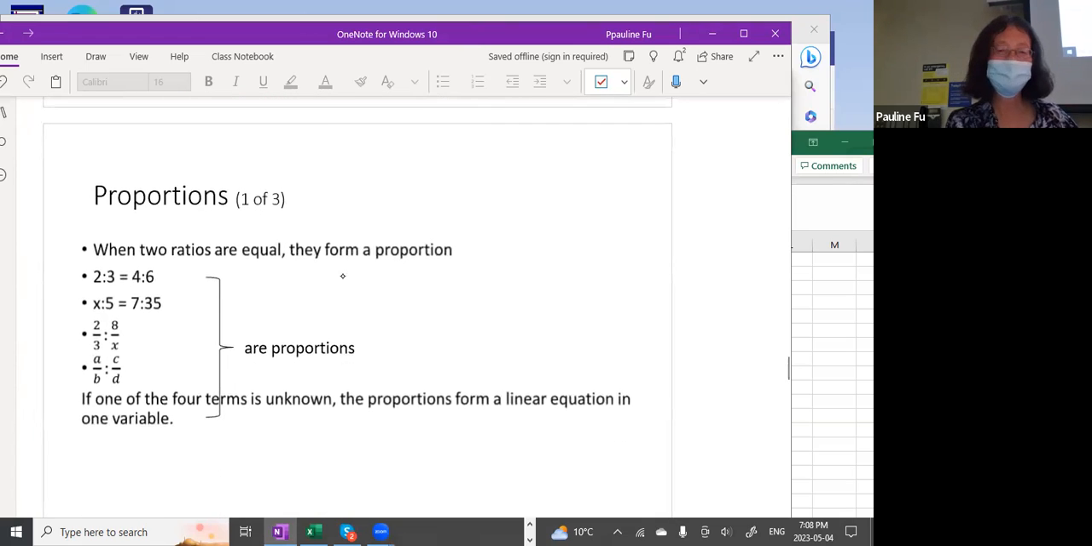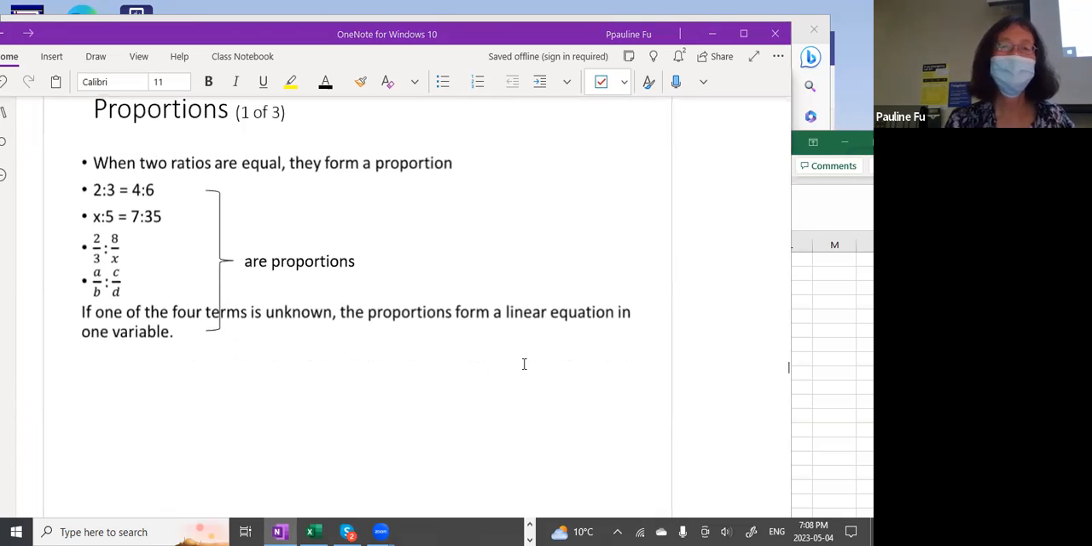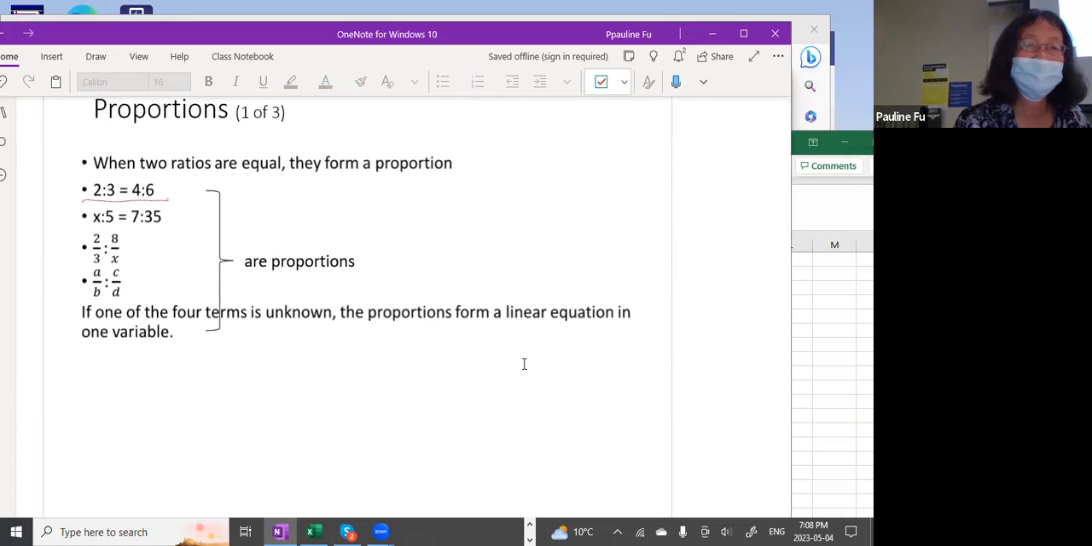Now proportions. When 2 ratios are equal, they form a proportion. For example, 2:3 equal to 4:6, and this is a proportion. X to 5 equal to 7 to 35 is also an example of a proportion. So they're all examples of proportions.